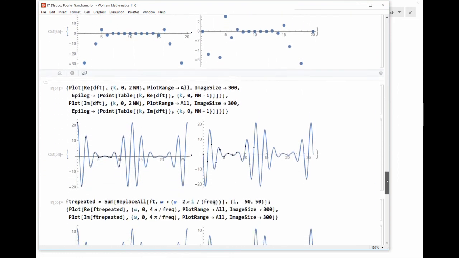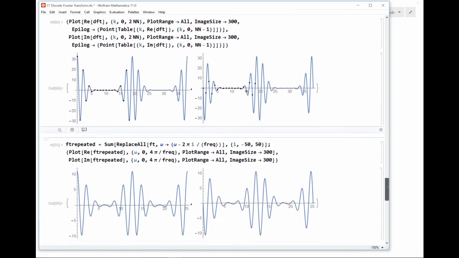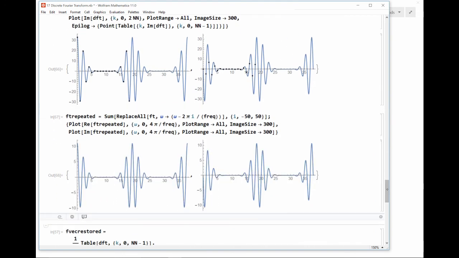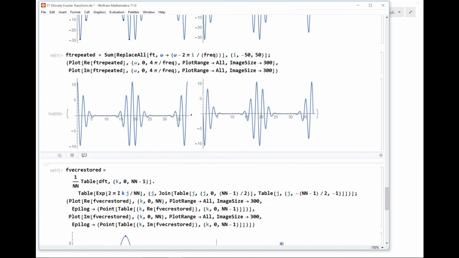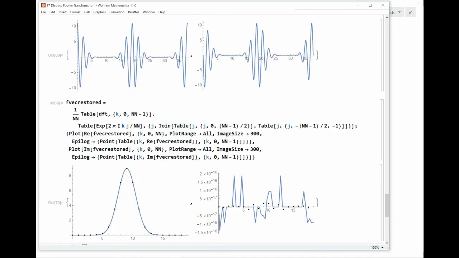Compute more samples on my Fourier transform. Better separation of my periodized Fourier transform. My periodized Fourier transform is a lot more separated now. And I recreate my function with a lot better accuracy.